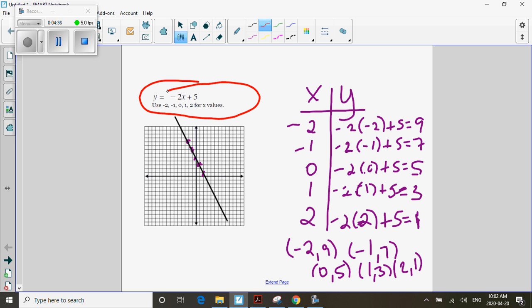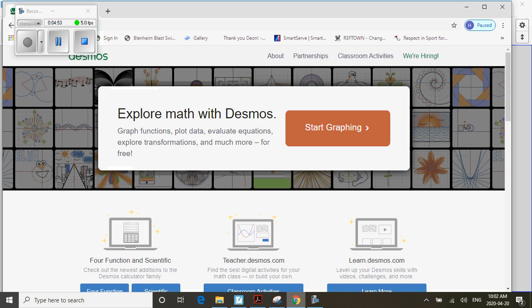What happens, though, if you're asked to graph an equation and it's nonlinear? So again, they've given you the points so you can plug them into your table of values. But I want you to realize you can also go to Desmos for any of your graphing right now to help you out.